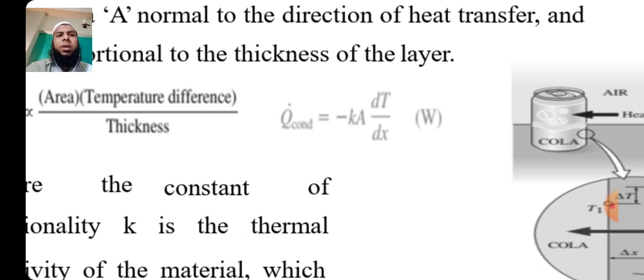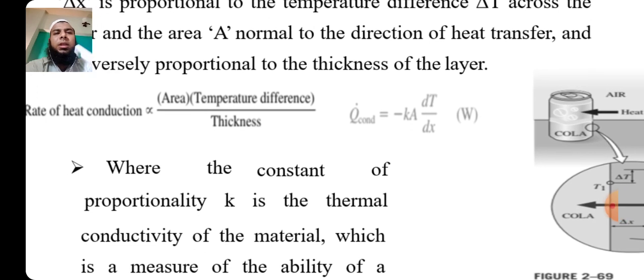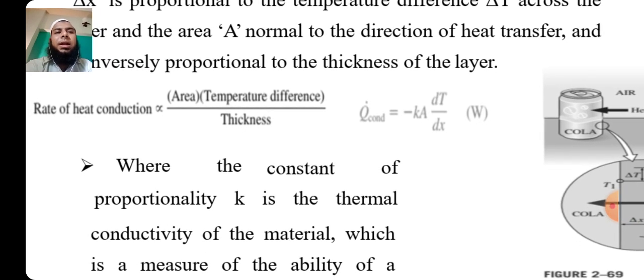But when keeping the simple formula and the difference values, like difference of thickness and difference of temperature, we don't need the minus sign. We just take the formula kA delta T by delta X. Okay.